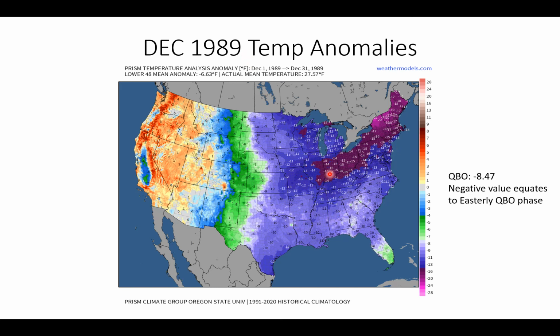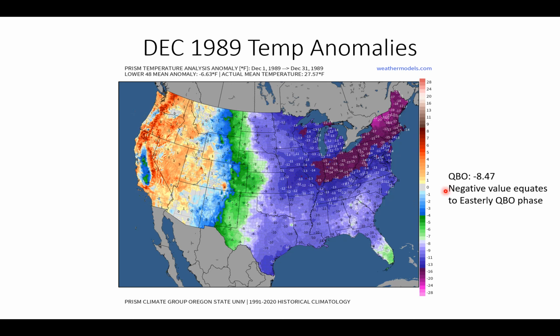In December of '89, you notice this purple shading, this magenta purple shading, temperatures were running as much as 15 degrees Fahrenheit below normal from New England down to the Ohio Valley. Mid-Atlantic, 12 degrees below normal. Even you in the Midwest across Missouri and Iowa, 11 to 13 degrees Fahrenheit below normal. While the western U.S. was enjoying a milder December in 1989.